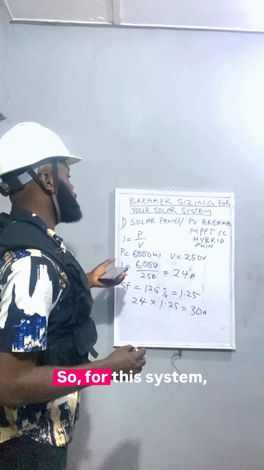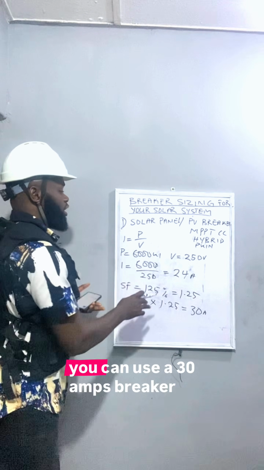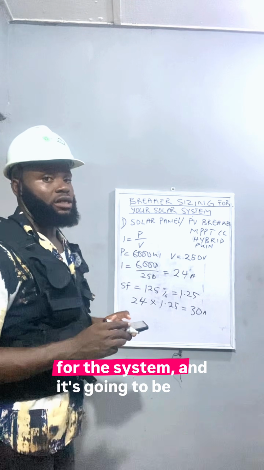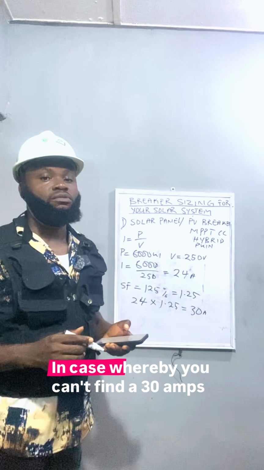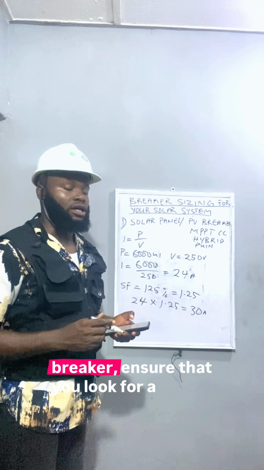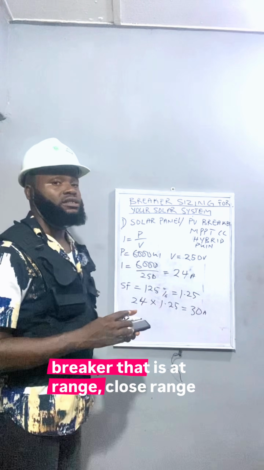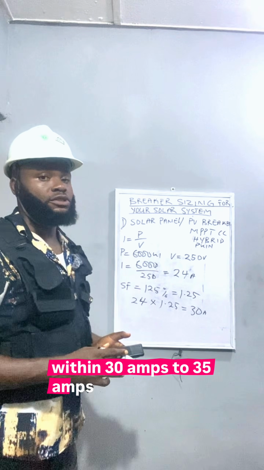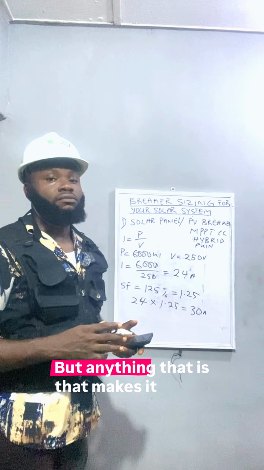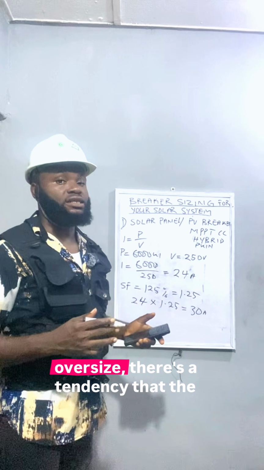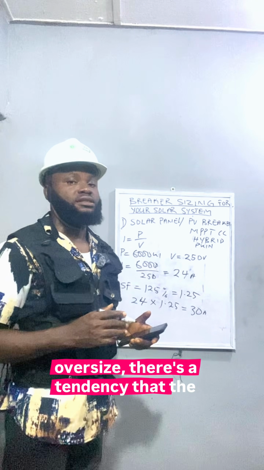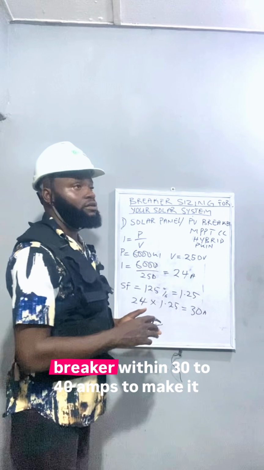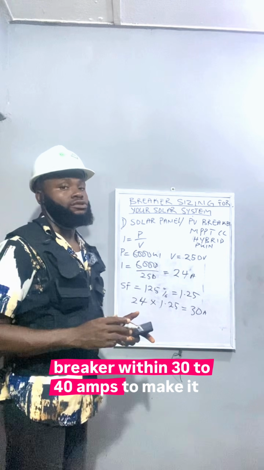So for this system, you can use a 30 amps breaker, and it's going to be very effective. In the case whereby you can't find a 30 amps breaker, ensure that you look for a breaker that is close range, within 30 amps to 35 amps. Anything that makes it oversized, there's a tendency that the breaker will not be effective. So you have to look for a breaker within 30 to 40 amps to make it effective.